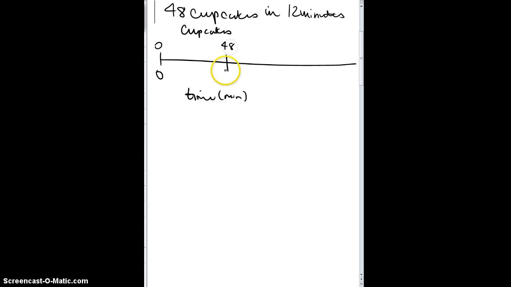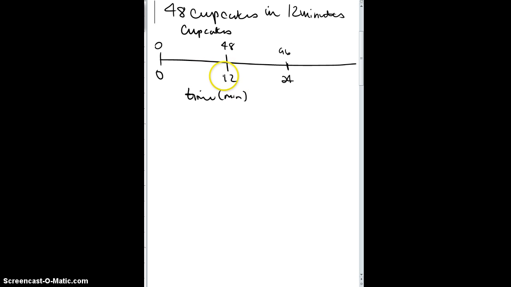So I have 48 cupcakes in 12 minutes. And again, I could double that, but you have to look at this length and try to eyeball and double it. And so 96 cupcakes I could do in 24 minutes. And then again, I could go another unit over if I wanted to. But I probably don't need to know that. So I might want to do something in the middle.